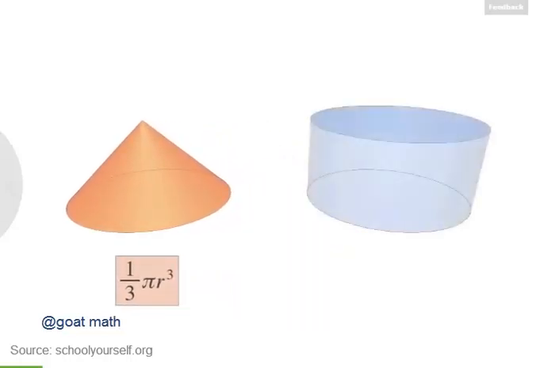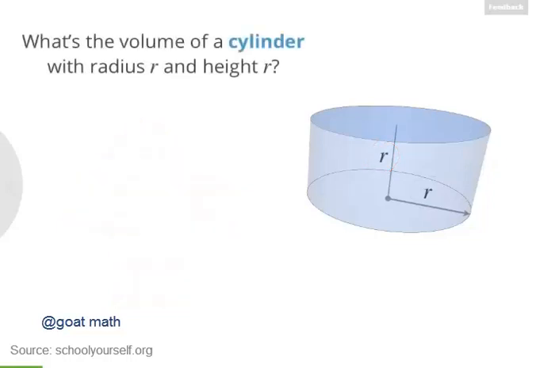Next, let's look at a cylinder. Suppose this cylinder also has a radius of r, and its height is r as well. What's the volume of this cylinder? To review, click down here.